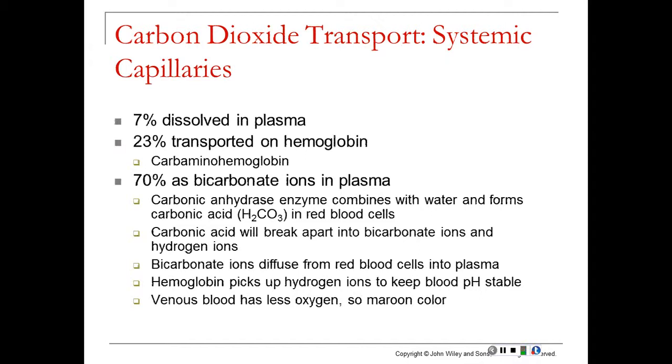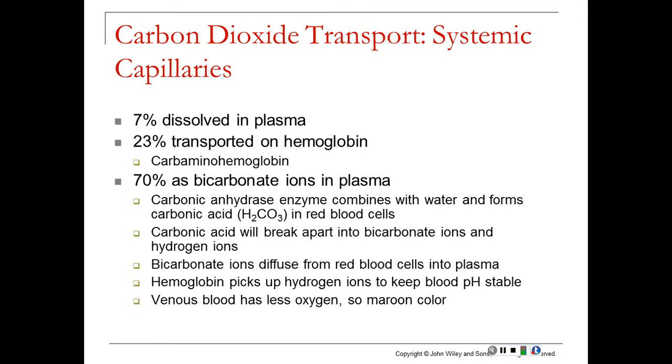Carbon dioxide transport, again, as I mentioned, only 7% of it is dissolved. The majority of carbon dioxide is actually converted into an ion called bicarbonate. 23% of it is transported on the hemoglobin, just like the oxygen would be, and that's on a molecule called carbaminohemoglobin, as opposed to the oxyhemoglobin that we mentioned before. 70%, the majority of it, is a bicarbonate ion. So the majority of carbon dioxide in our blood is in fact not even carbon dioxide.